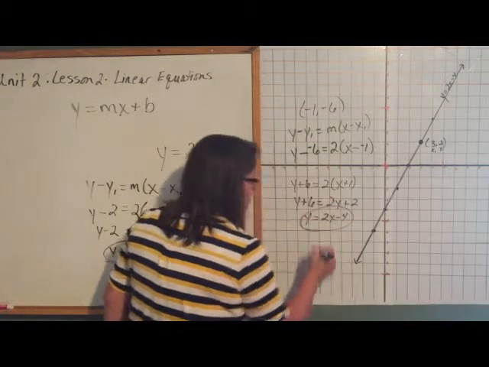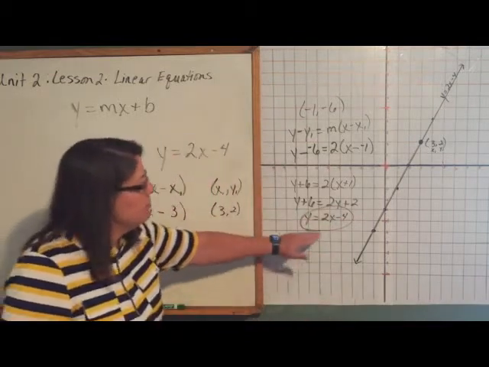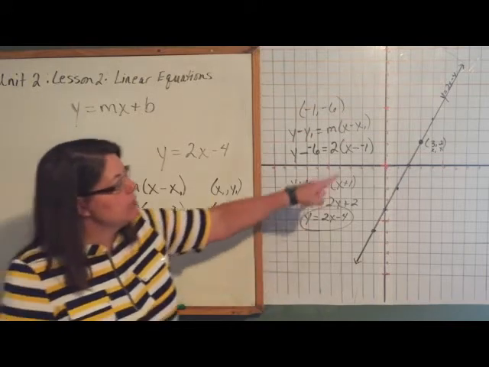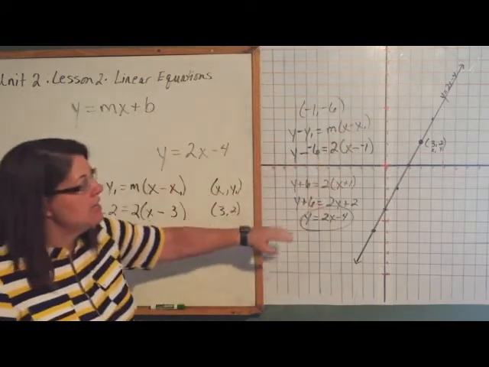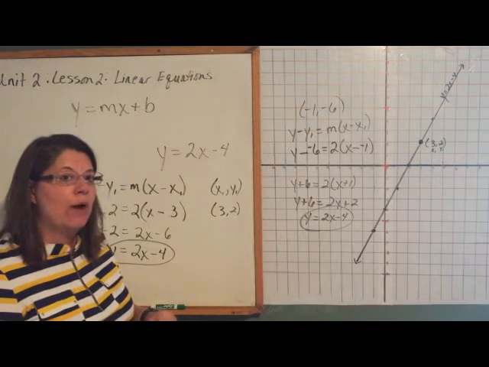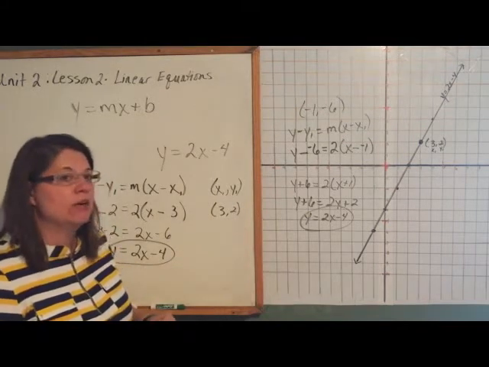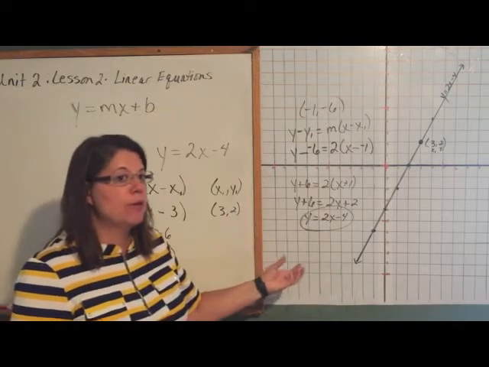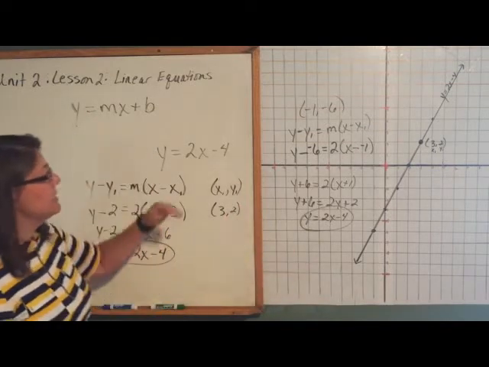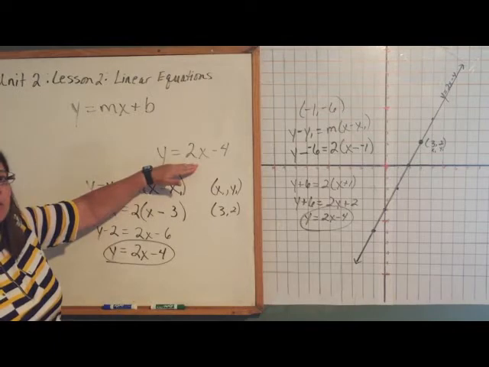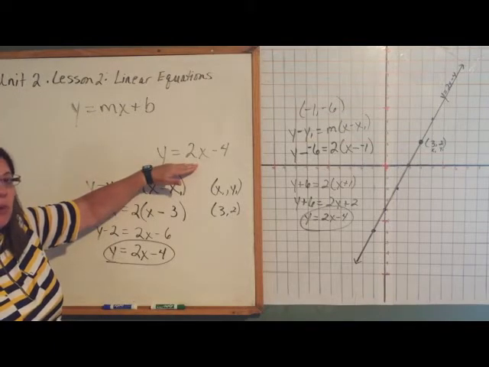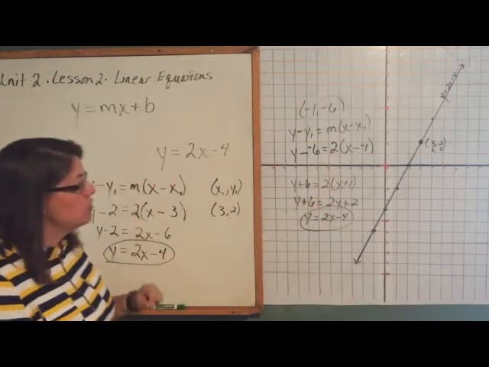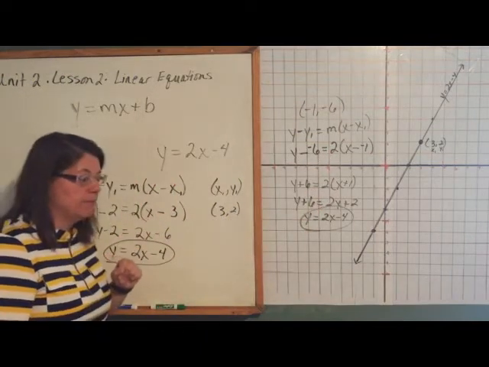So look what happens. This same thing, in fact, is going to happen no matter what point or what ordered pair I pick to plug in for my x1, y1. That's what makes it a linear equation. No matter what point you pick, when you convert it to slope-intercept form, you are going to get the same y equals mx plus b form. So that's how this function relates to the point slope formula.